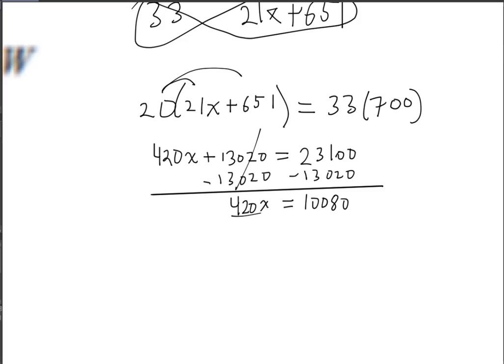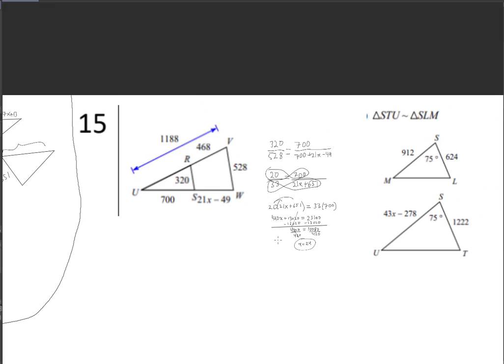And then I would divide both sides by 420. 420 divided by 420, and these cancel out, right? And so I get 10,080 divided by 420, which gives me what? 24. So x equals 24. All right, so that's x equals 24, and that's my answer, because that's all they want us to find. They didn't want us to find the length or anything like that. They were kind to us. So x is equal to 24.